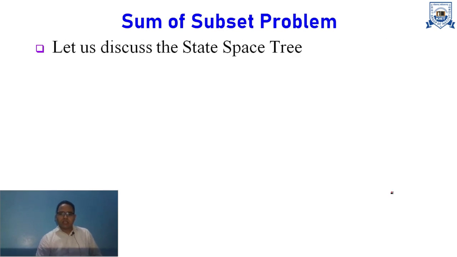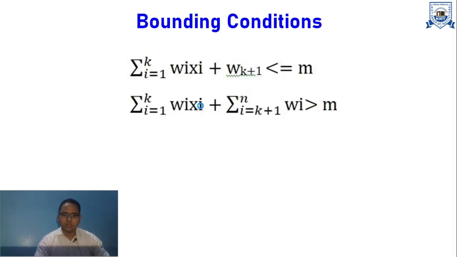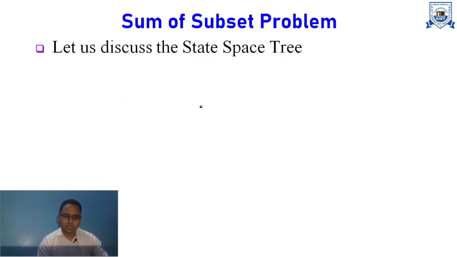Now for this, let's first draw the state space tree. Then this will give us more clarity on this question. So let's take the question. Suppose we have, I'm writing here only. Here you can write.